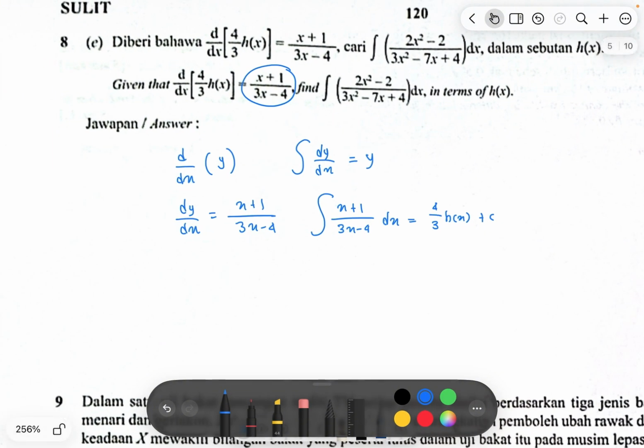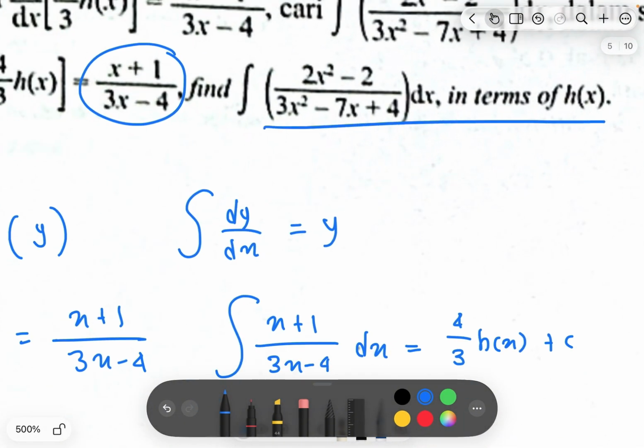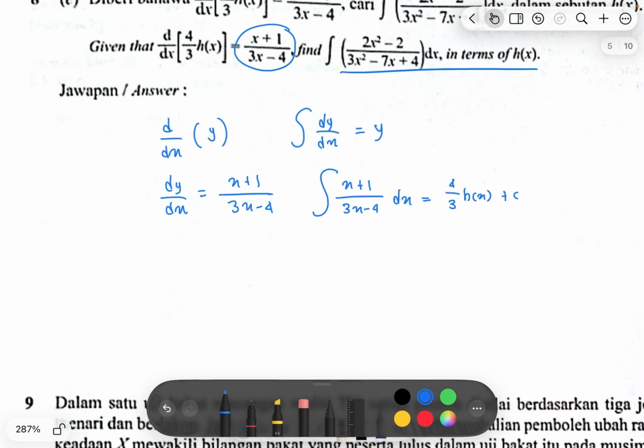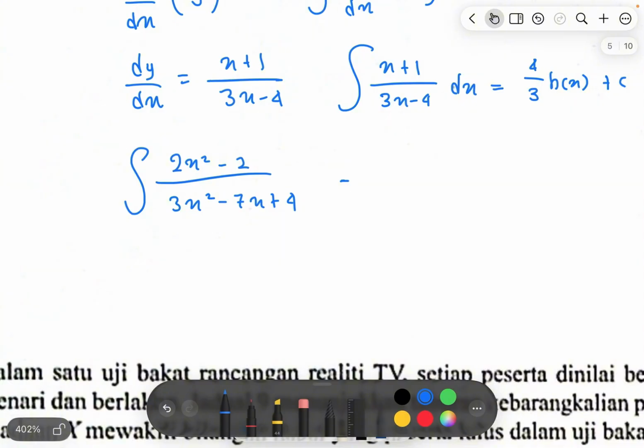So now they want to find this in terms of hx. Okay, so can you guys see the similarity between 2x squared minus 2 over 3x squared minus 7x plus 4 and x plus 1 and 3x minus 4? So usually the first thing that you should do is simplify. So what can you do?